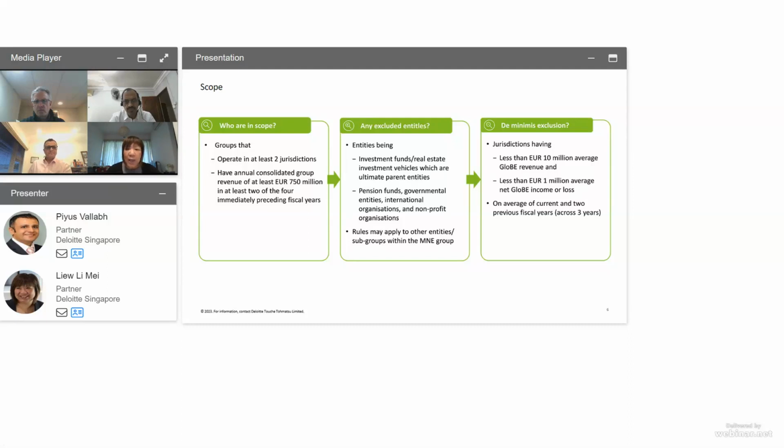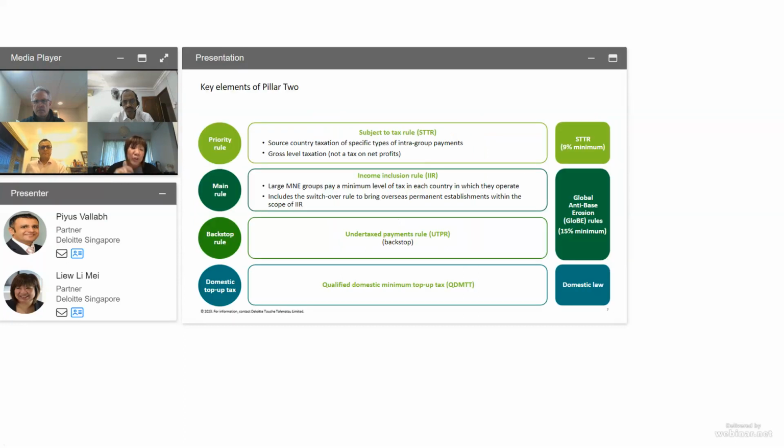And we also have the de minimis exclusion, which will apply on those jurisdictions where the MNE has GloBE revenues of less than 10 million euros and profits of less than 1 million euro, computed on a 3-year average. Now, if we move to the next slide, the GloBE rules comprise 2 interlocking rules, as Piers has mentioned. First is an income inclusion rule, which is the main rule that imposes a top-up tax on the parent entity in respect of any low tax income. So when you have an ETR that's less than 15% in a jurisdiction.